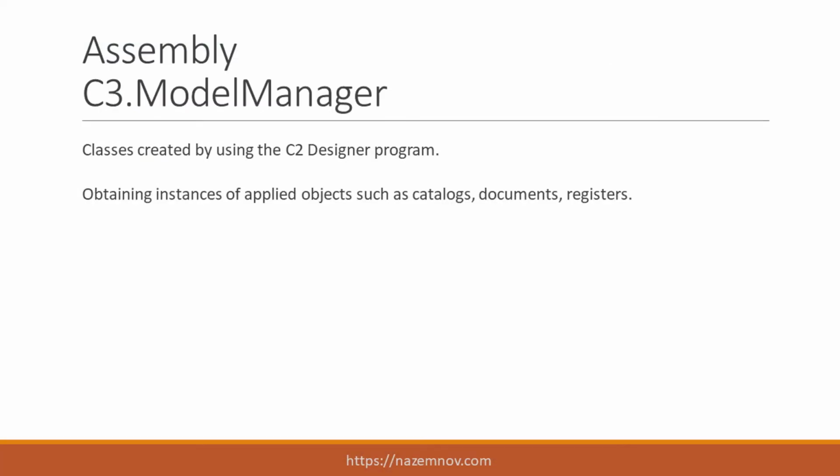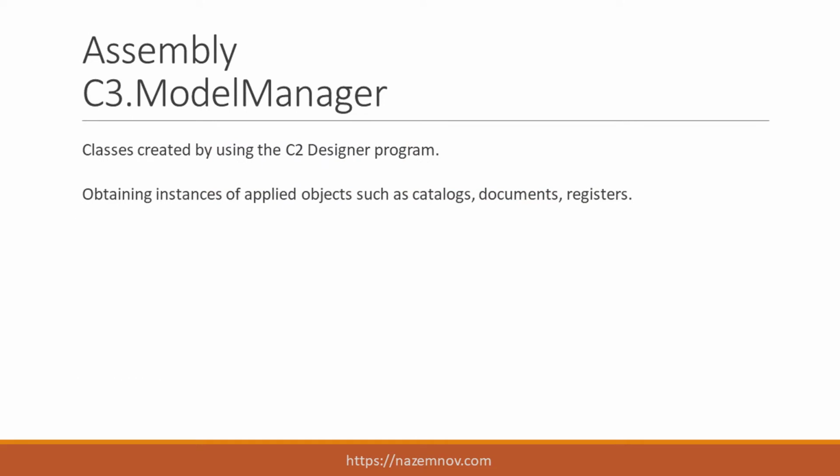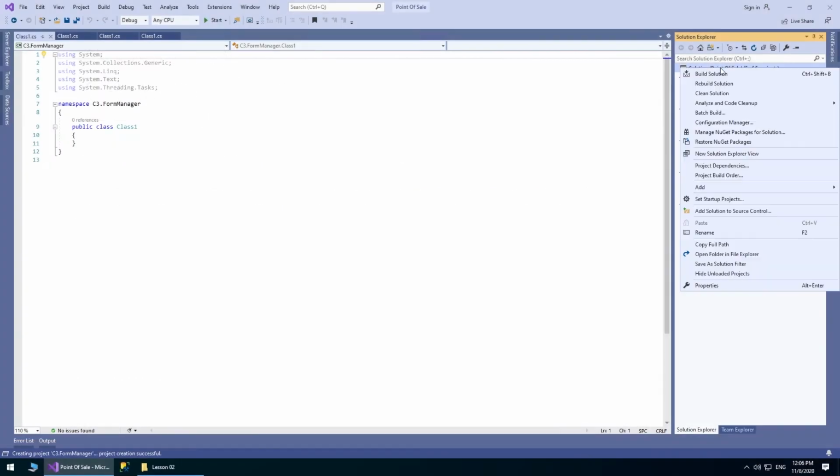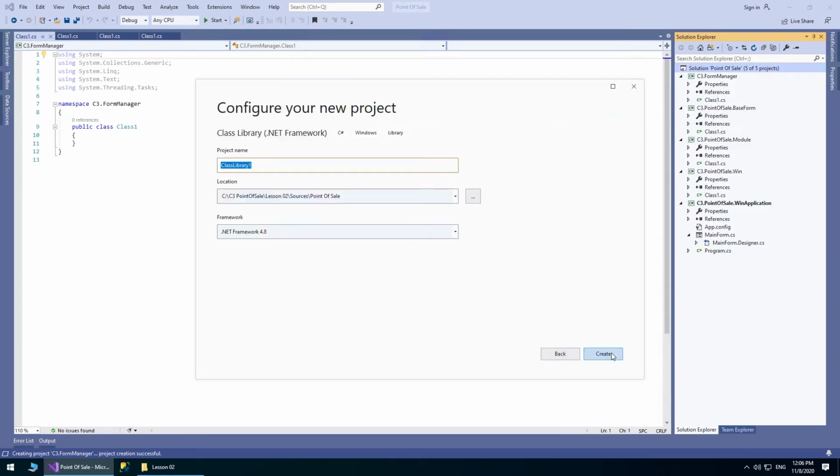Data Model Manager Library. Classes created by using the C2 Designer program. Obtaining instances of applied objects such as catalogs, documents, registers. Add a new project to the solution, select Class Library .NET Framework in the template.